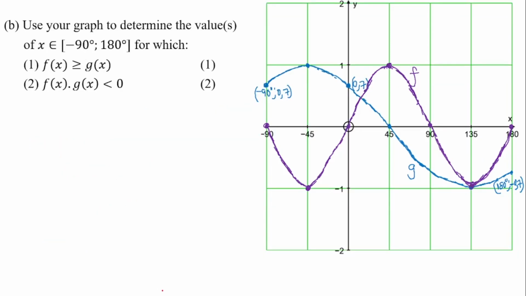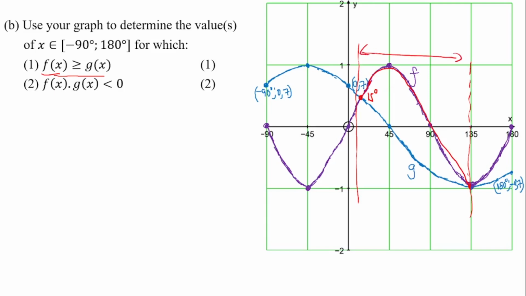Now the next question says: use the graph to determine the values of x for which f of x is greater than or equal to g of x. So they are equal at this point. You say this is 15 degrees, then this is 135. So these are the 2 points where the graphs are equal. But where is f of x greater than or equal to g of x? Where is f of x above g of x? That's what it means. So it means this part here, this is where the graph is above g of x. That's where f of x is above g of x.